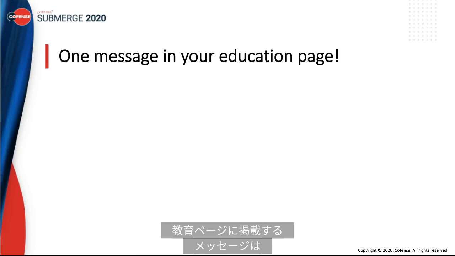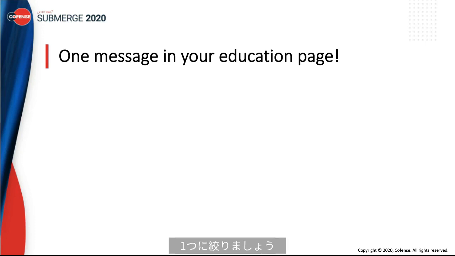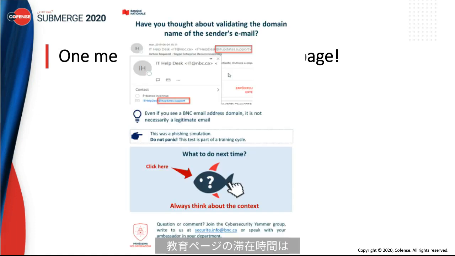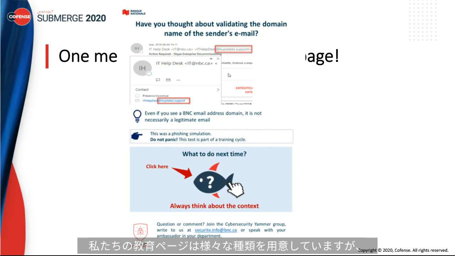Lots of other things we do. So I recommend you to have only one message in your education page, because if you look at Cofense Phishme, you will see that people stay only several seconds on an education page. So don't put lots of stuff. I often see lots of stuff on education pages, but it's useless for me because people just read the first line, I think.